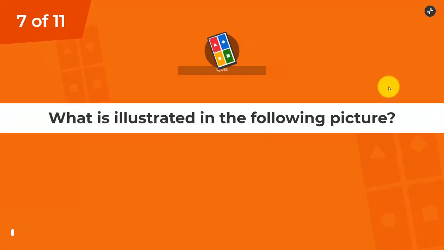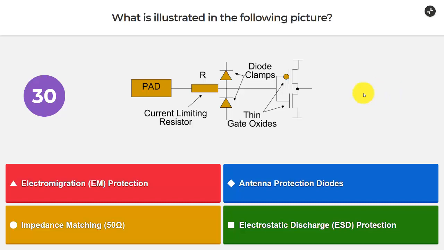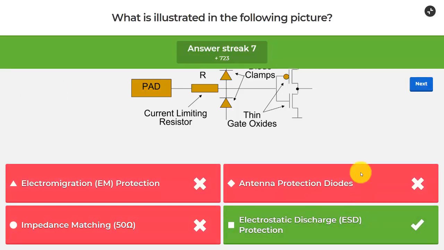Okay, question 7. What is illustrated in the following picture? So what is this? Is it electromigration protection? Is it antenna protection diodes? Is it impedance matching for 50 ohms? Or is it electrostatic discharge protection? Well, I mentioned it before, and it's pretty obvious that this is electrostatic discharge, or ESD protection.